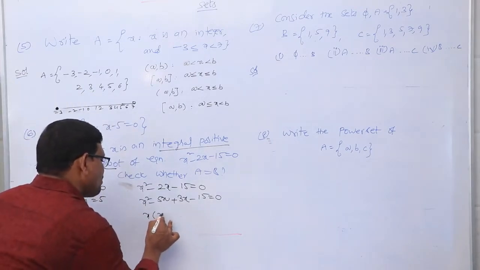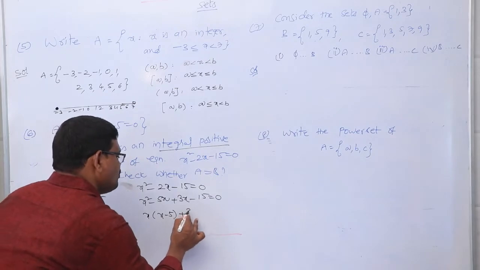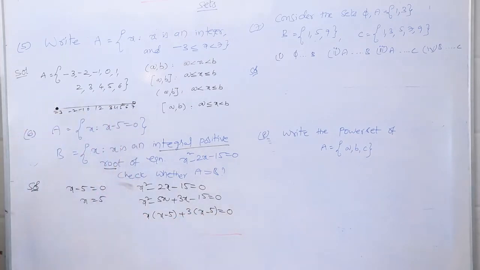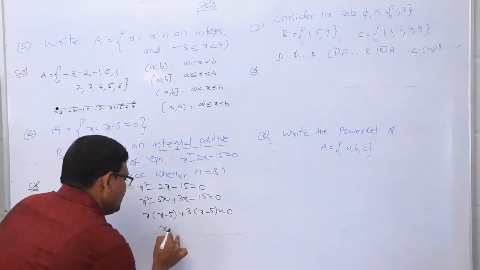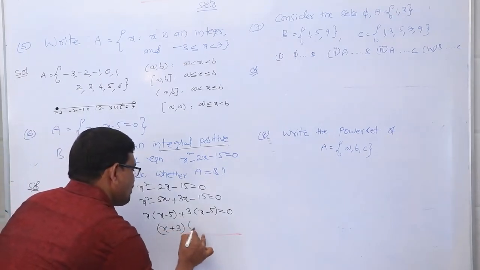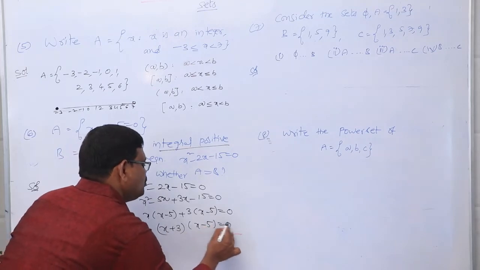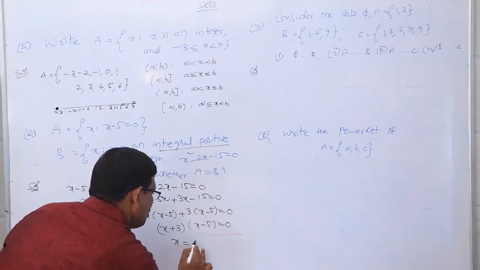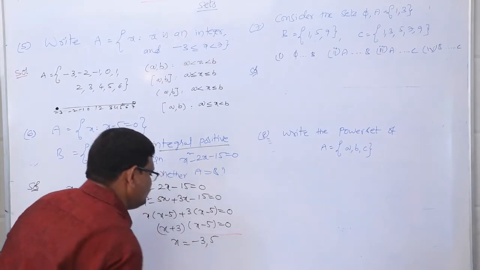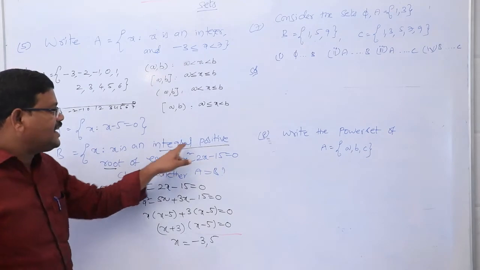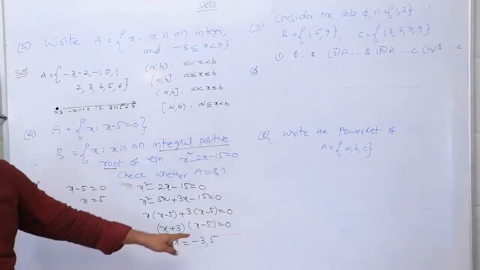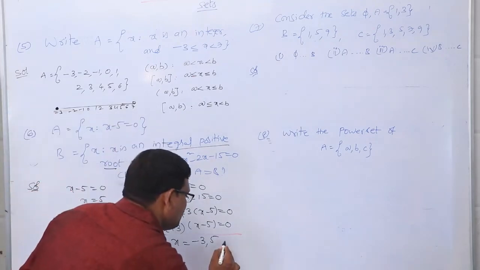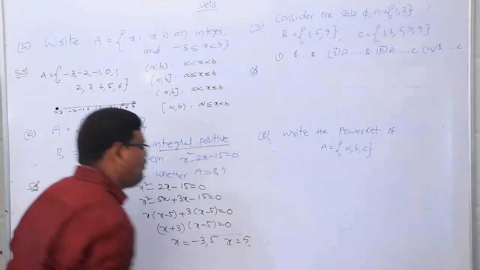x(x − 5) + 3(x − 5) = 0. (x + 3)(x − 5) = 0. Here x = −3, 5. Here he is asking for the integral positive root. Therefore, we should not take x = −3. Therefore, take x = 5.